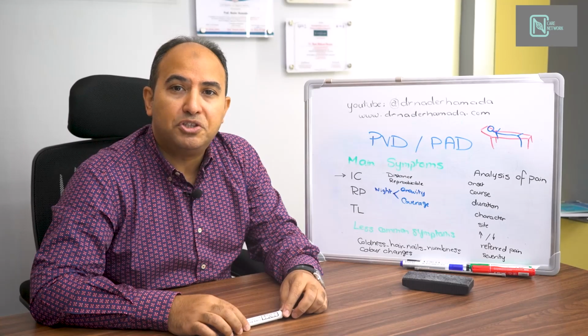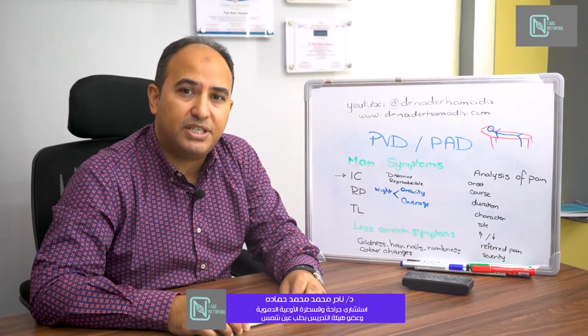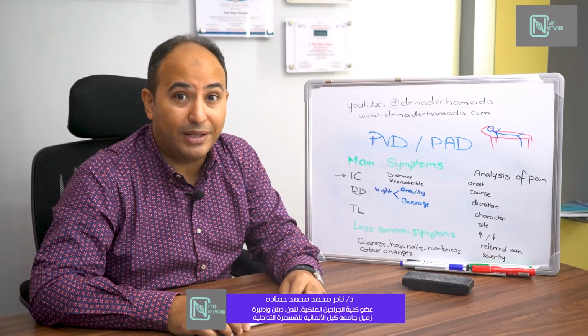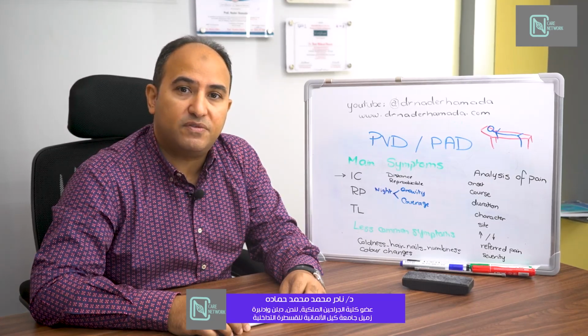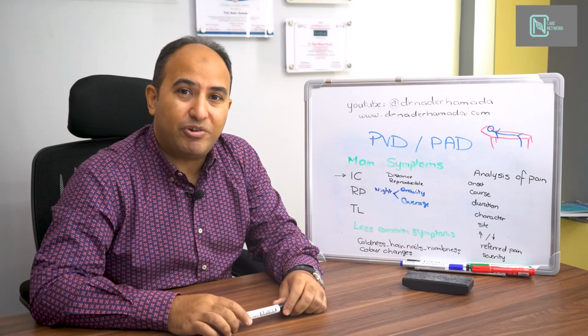Good evening. We will continue talking about the main symptoms of peripheral vascular disease, which usually affect the lower limbs but might affect the upper limbs as well. We have discussed in the previous video intermittent claudication and its character, site, and what increases and decreases the pain. Today we will talk about rest pain.